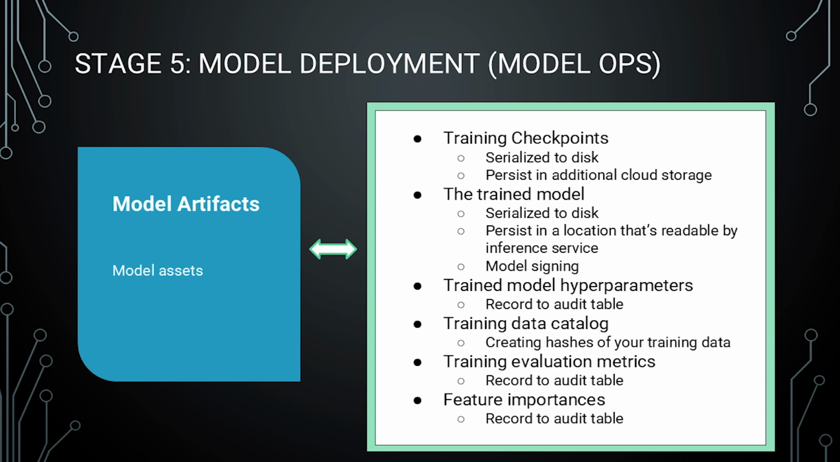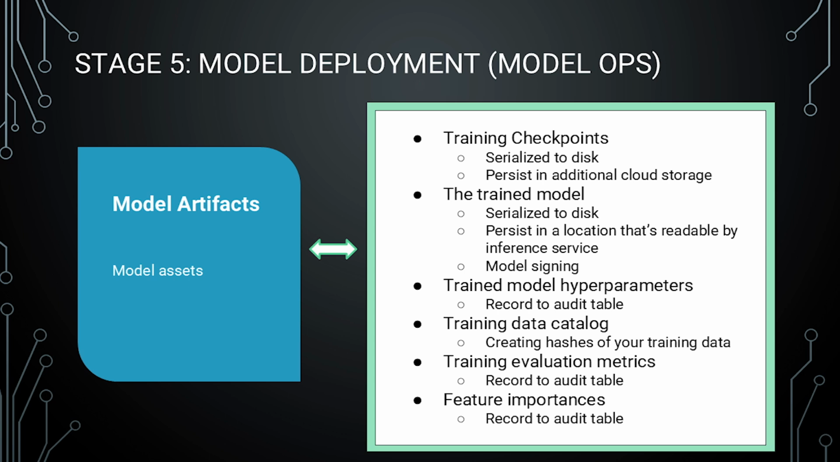We also need to manage the trained model's hyperparameters. Those we can record to an audit table, for example. We also want to make sure that we're cataloging our training data. We can do this in several ways. We can create hashes of our training data and persist those hashes alongside our model. Or if our data is somehow sequential, we can persist the indices of the first and last point that we used for training.